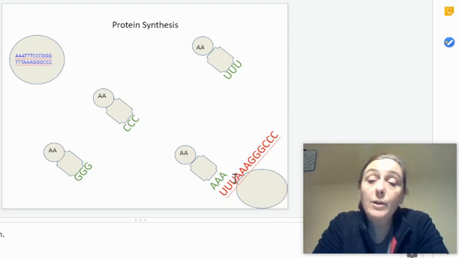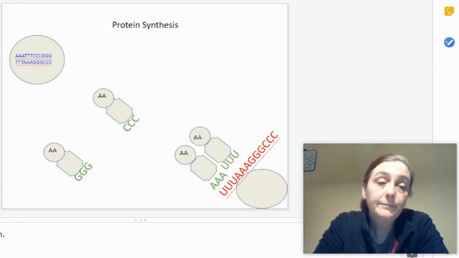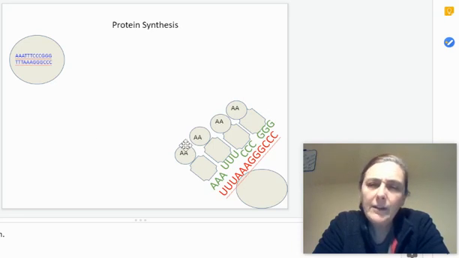And what anticodon would match AAA, this codon, AAA, what anticodon would match that? UUU. And which tRNA would come in next and match the codon GGG? The anticodon CCC. And then finally, our last one would match.